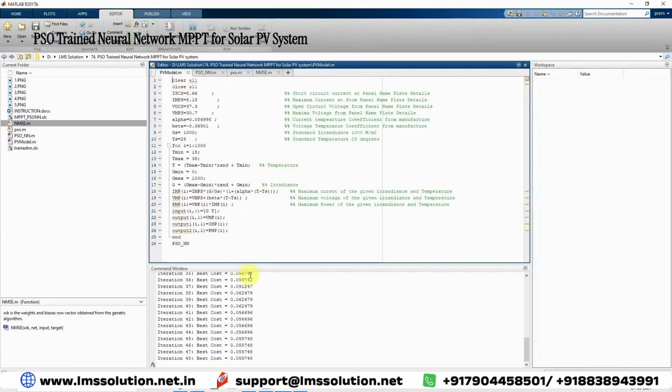We will wait up to 100 iterations. After 100 iterations, we will get the model, right?